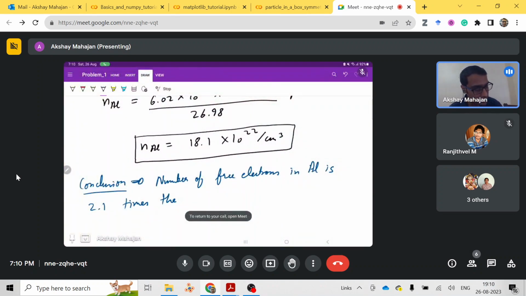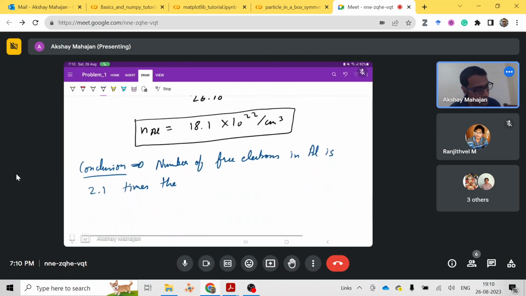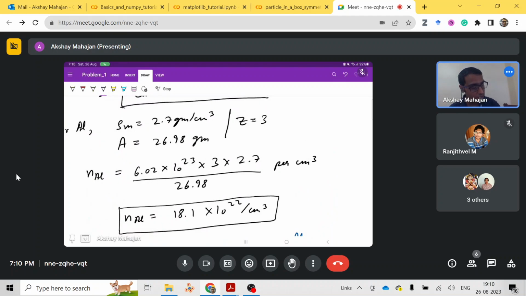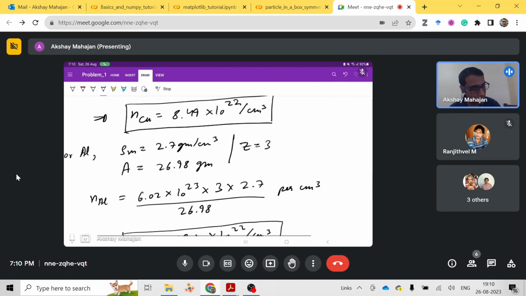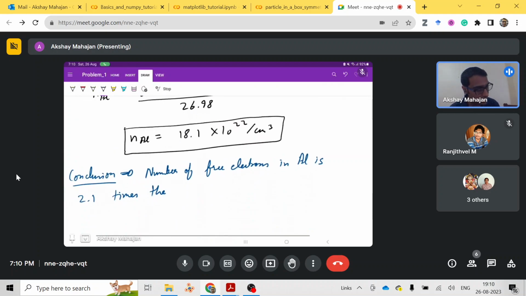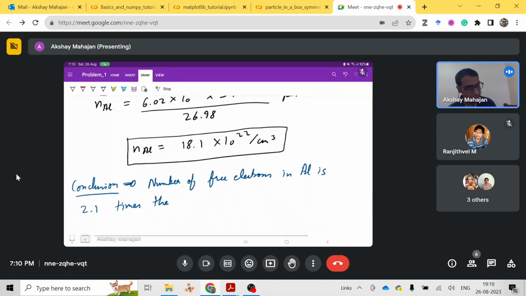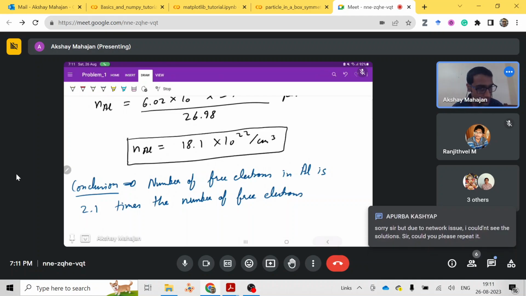So we have calculated the free electron density for copper and aluminium, and we can see that aluminium has a higher free electron density compared to copper, approximately 2.1 times higher. So we can conclude from here, 8.49 and 18.1, that the number of free electrons in aluminium is 2.1 times the number of free electrons in copper.